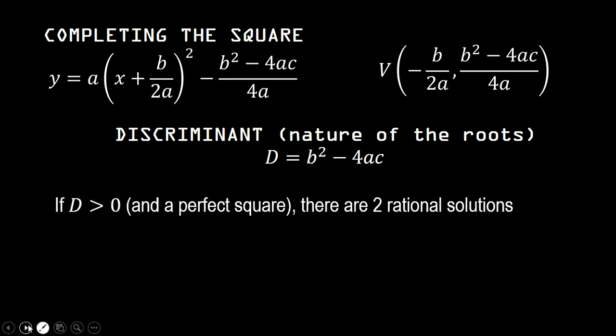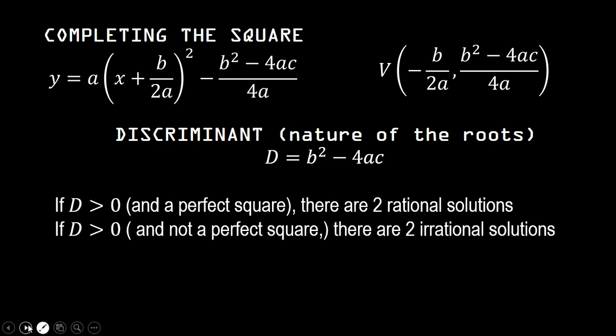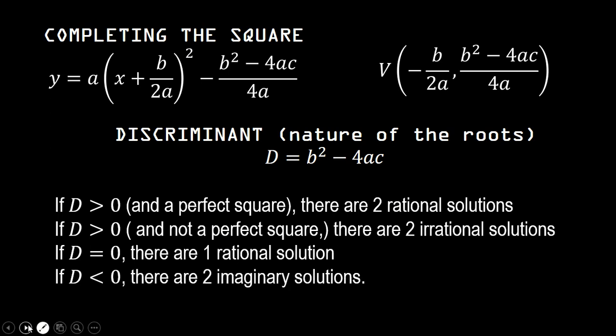wherein if D is greater than 0 and a perfect square, there are two rational solutions. If D is greater than 0 and not a perfect square, there are two irrational solutions. If D is equal to 0, there is one rational solution. And if D is less than 0, there are two imaginary solutions. In addition to the nature of the roots, the discriminant lets us identify the number of points that intersect the x-axis.